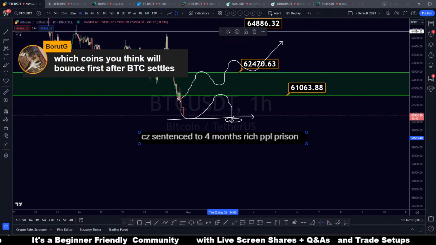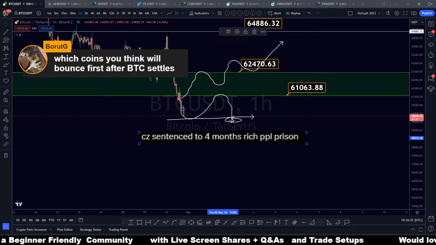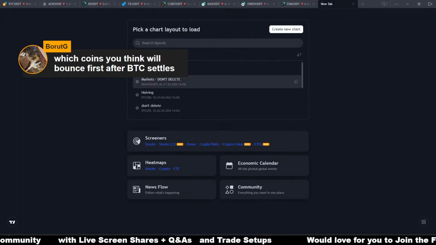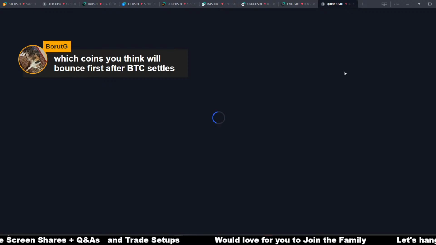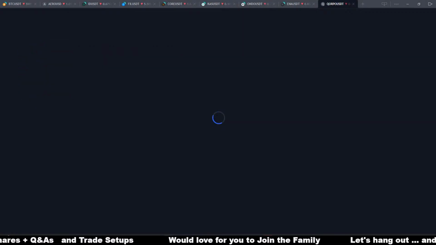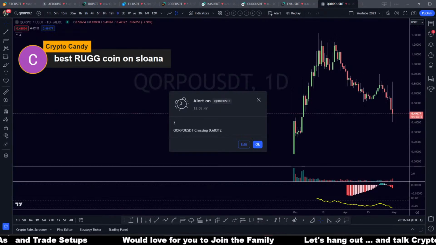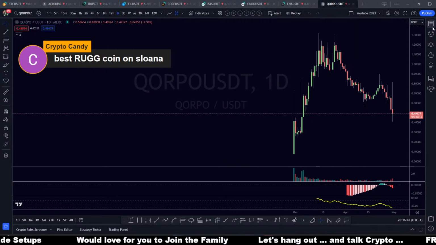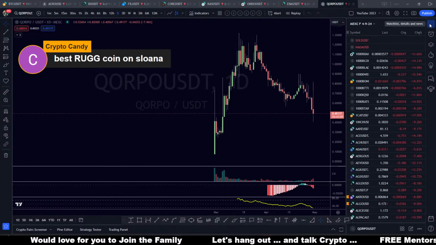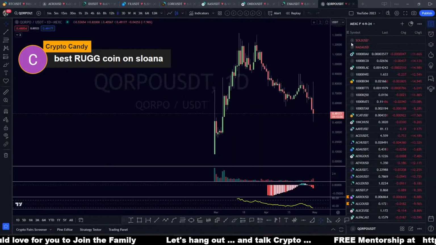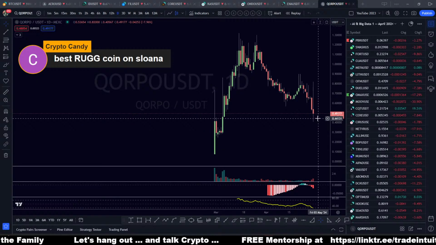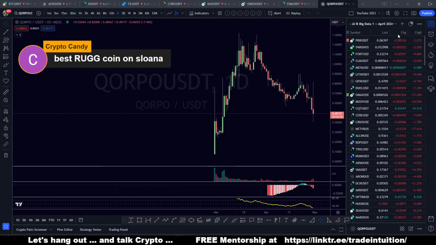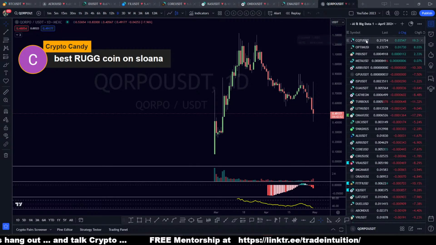Which coin do you think will bounce first after Bitcoin settles? Good question. I'd say any AI coin, really. Let's look at them. Best rug coin on Solana. Is that an actual coin? Let's see here. Oh, they changed it. Sometimes it's here, sometimes it's not. Let's go to AI. I think AI will bounce first. Let's just run through these really quick. Let's spend like 2 minutes on them.